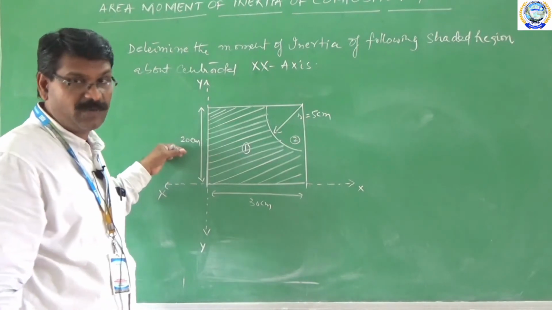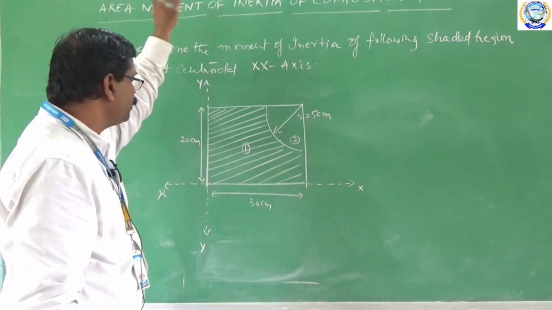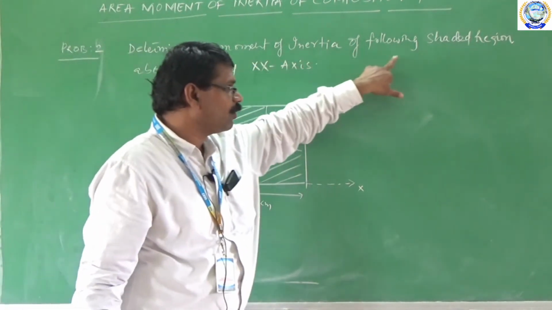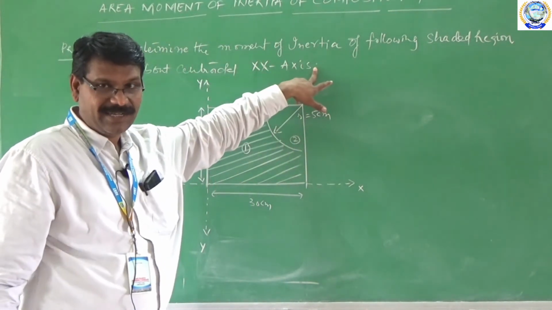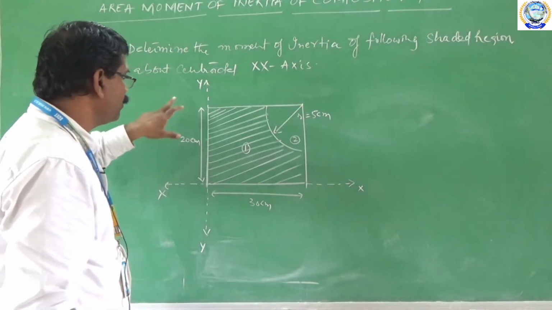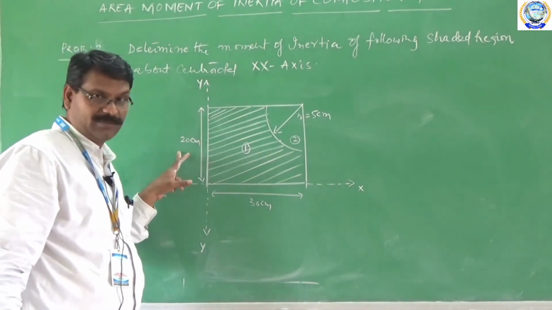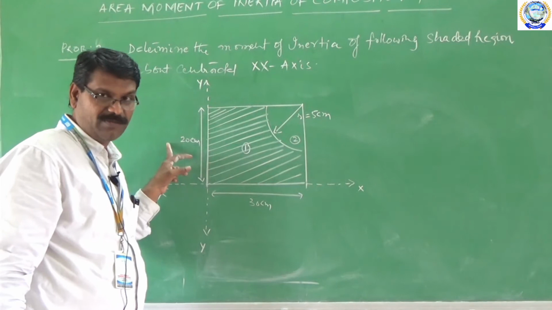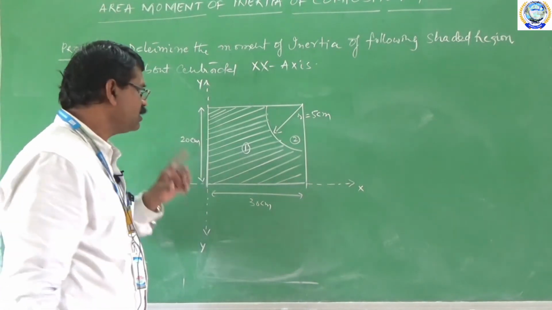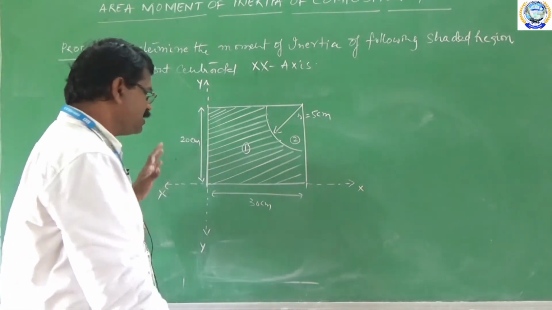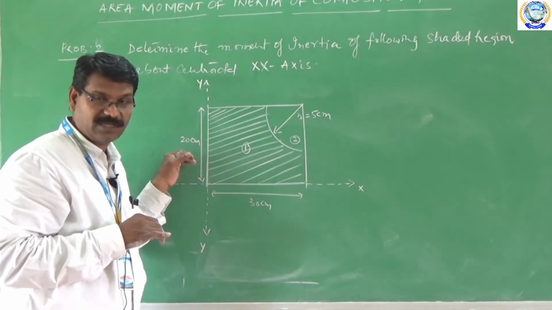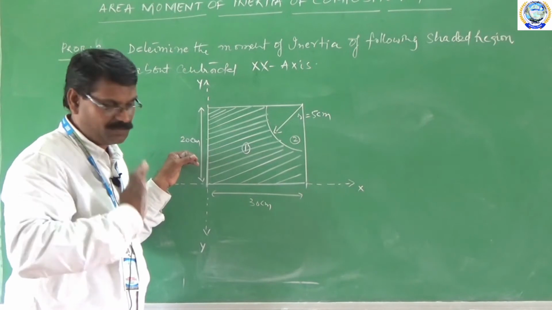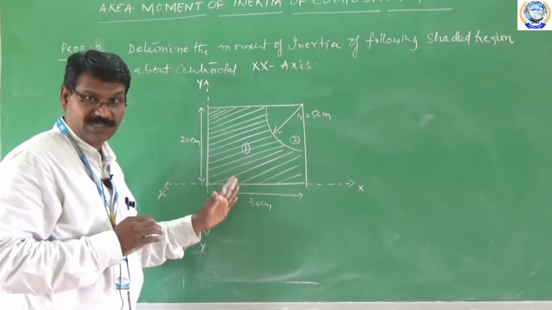Now we are coming to problem number 2, that is, determine the moment of inertia of the following shaded region about centroidal XX axis. So our ultimate objective is to find out I for this diagram. First of all, we will split this diagram into two parts. Before we do that, as I told you in the previous problem, if you are given any problem like this, first of all, we will apply the property of symmetry. Let us apply the property of symmetry to this diagram.